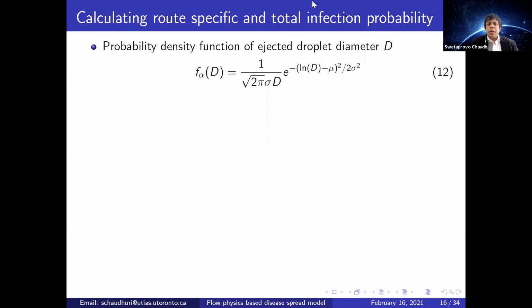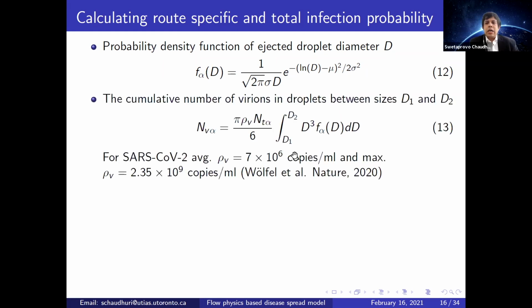probability of infection, and we start with the PDF, the probability density function, of the ejected droplet diameter. We can approximate the initial droplet size distribution using a log normal distribution. This is the log normal distribution. We use results from Duguid's paper. The cumulative number of virions in droplets between sizes D1 and D2 is given by this formula.